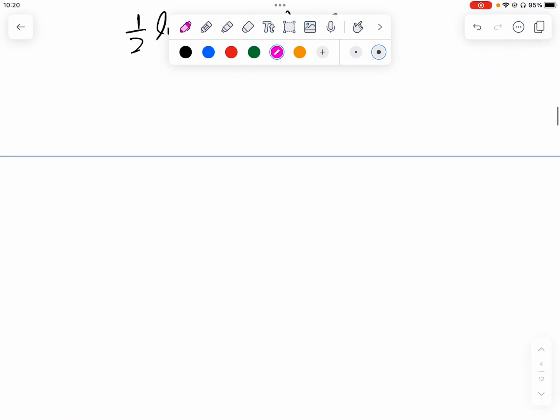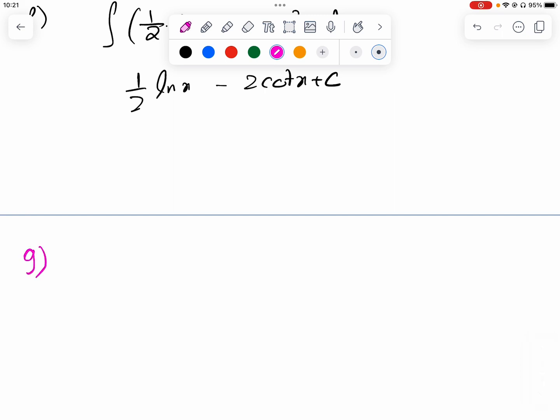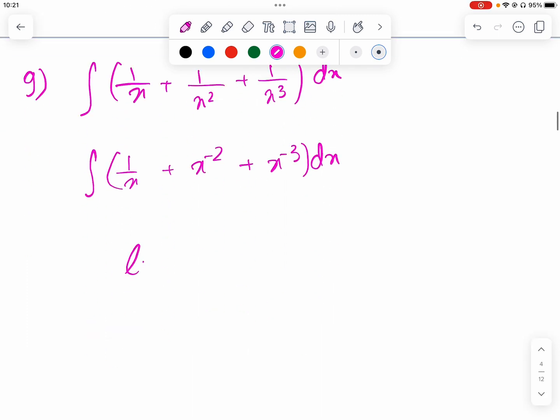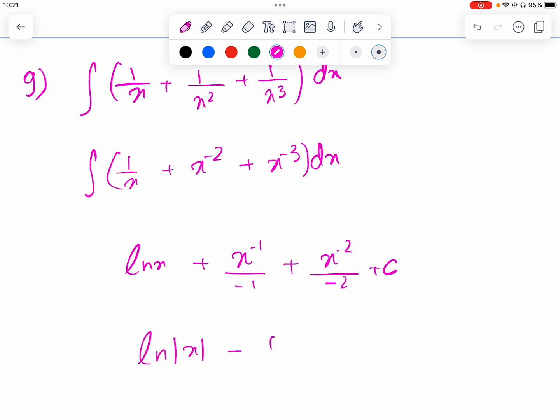Part g, integral of 1 upon x plus 1 upon x square plus 1 upon x cubed dx. So integral of 1 upon x plus x power negative 2 plus x power negative 3 dx. 1 upon x is nothing but ln x. This becomes x power negative 1 upon negative 1 plus x power negative 2 upon negative 2 plus c. Simplify that. Ln absolute value of x, negative 1 upon x, negative 1 upon 2x square plus c.